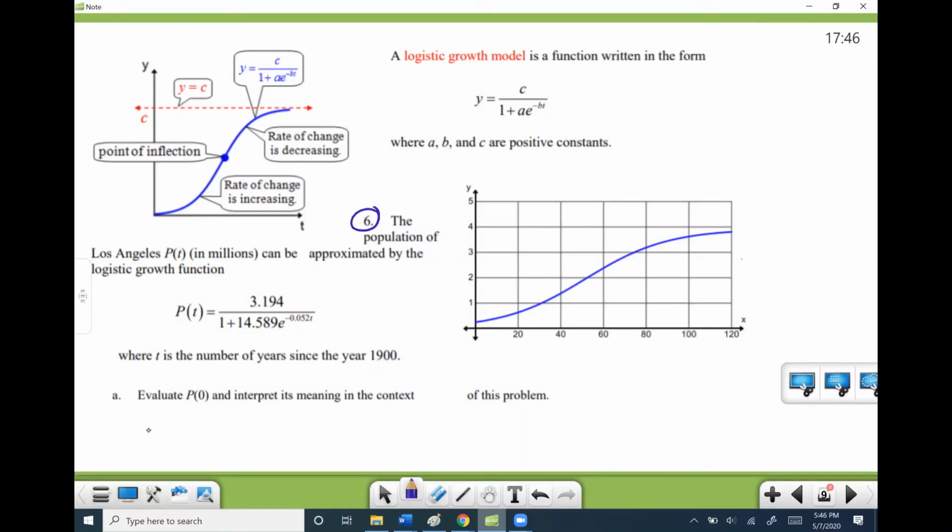All right, so P of 0 means that we're plugging 0 in where the t was. Can you guys kind of see that? So in other words, we're saying time is 0, right? Okay. So if we're saying time is 0, when is it?